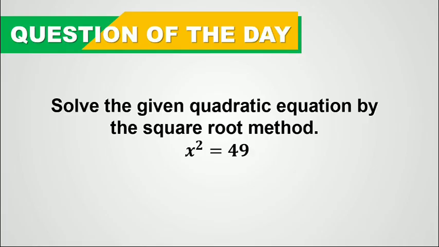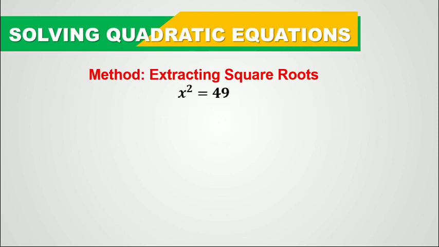Let's solve the given quadratic equation by the square root method. So, we're gonna solve x squared equals 49, and we will use the square root method, also called extracting the roots. So, we're gonna use this method to solve this equation.